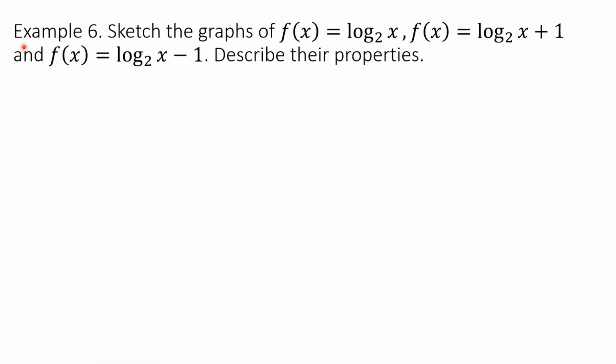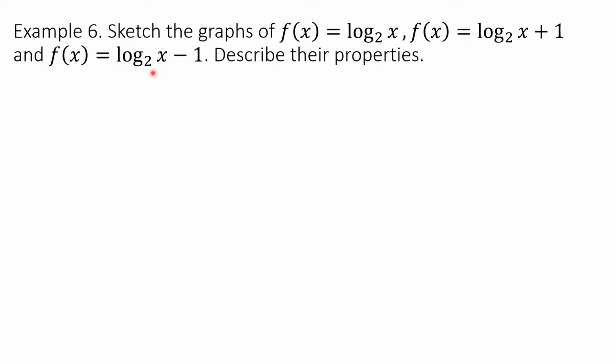For the last example, example 6, sketch the graphs of f of x equals logarithm of x to the base 2, f of x equals logarithm of x to the base 2 plus 1. So this consisted of two terms. And f of x equals logarithm of x to the base 2, that's the first term, minus 1, the second term. Describe their properties.